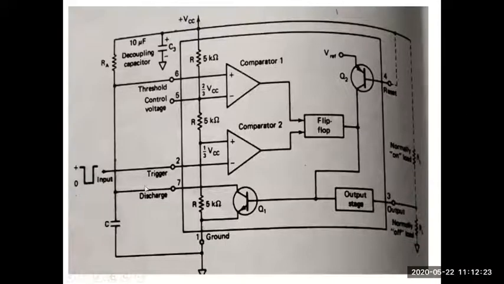So let us try to analyze with the external circuit components connected. Let us analyze the behavior of this circuit. Initially, the voltage across the capacitor: as soon as we connect a capacitor, it doesn't have any voltage. So the voltage across the capacitor will be 0.